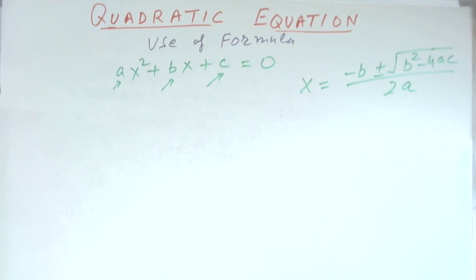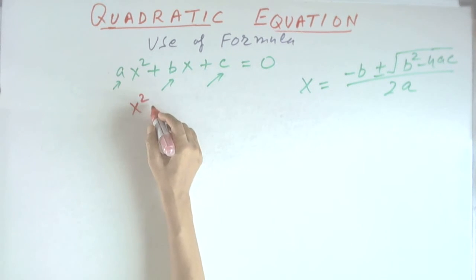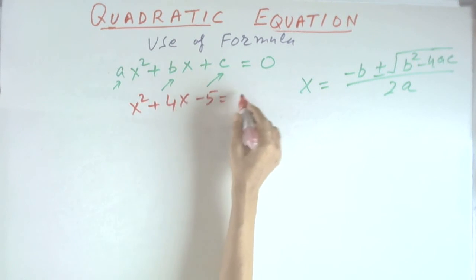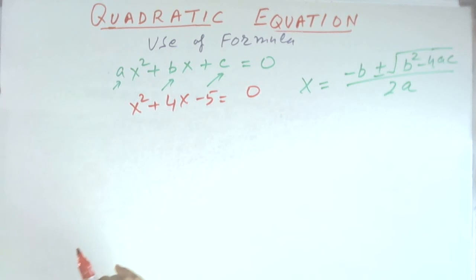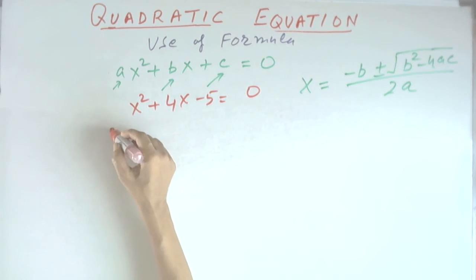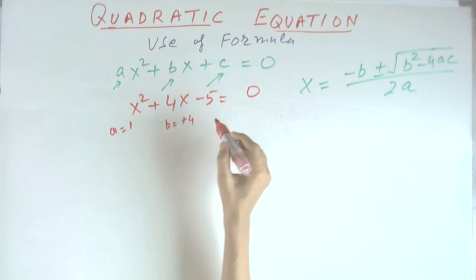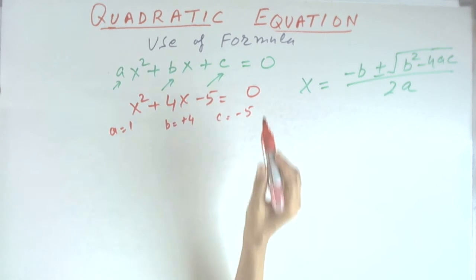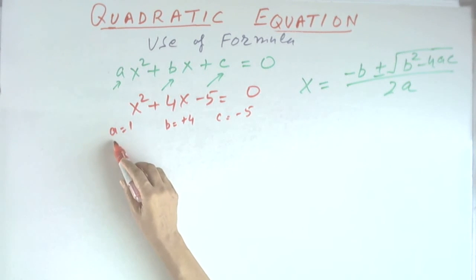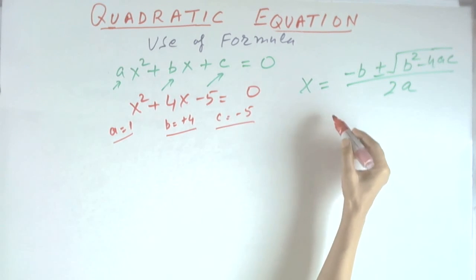So let us take the same example which we have done earlier, where x square plus 4x minus 5 is equal to 0. In this situation, a is equal to 1, b is equal to plus 4, and c is equal to minus 5. Now we need to substitute these values of a, b and c in this formula.